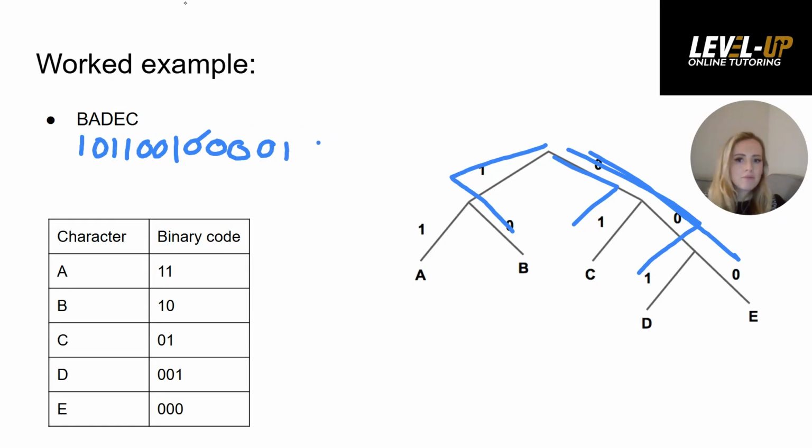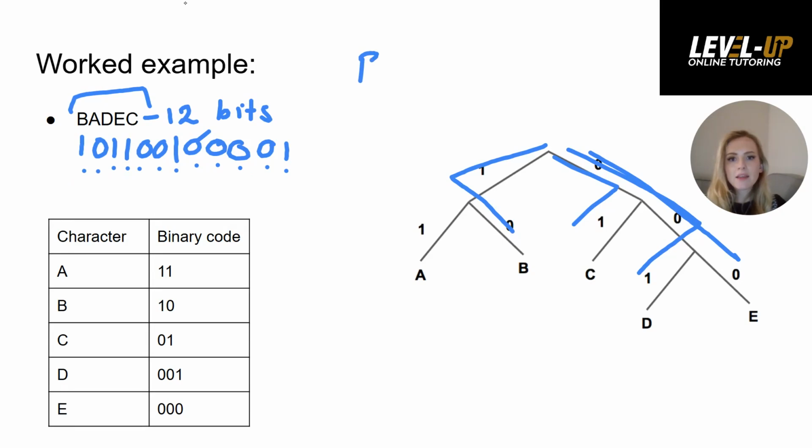So the amount of bits this has taken to represent this sequence of characters is, and we're literally just going to count them, 1, 2, 3, 4, 5, 6, 7, 8, 9, 10, 11, 12. So it has taken 12 bits to represent these characters using Huffman encoding. It is as simple as that. You are just working out the bits and then you're going to count them.